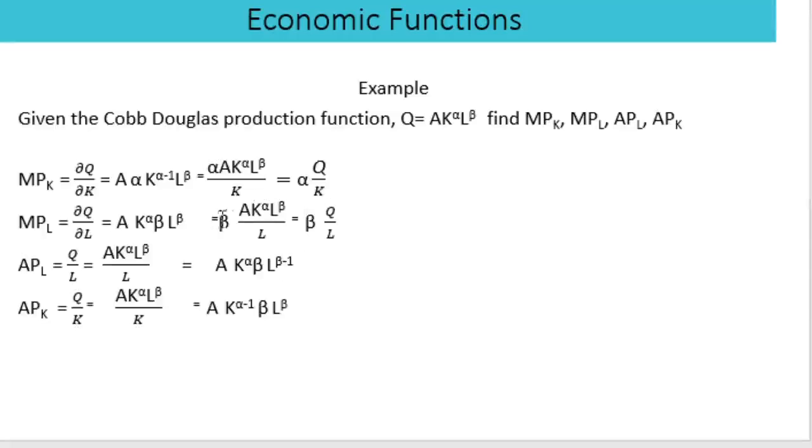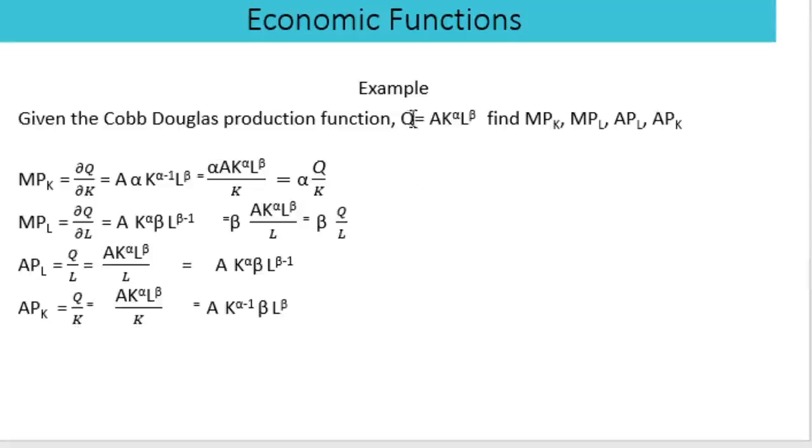That is given here, beta into A K raised to alpha, L raised to beta, L raised to minus 1. Then L raised to minus 1 is taken to the denominator, and we will get beta into A K raised to alpha L raised to beta by L, that is beta into Q by L. Average product of labor is Q by L.